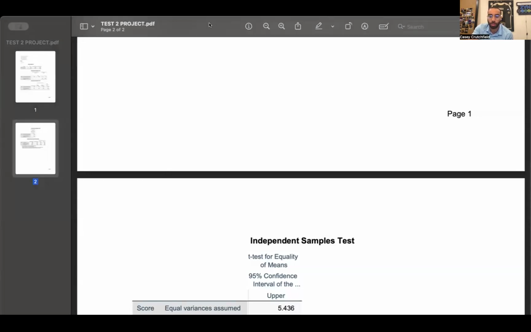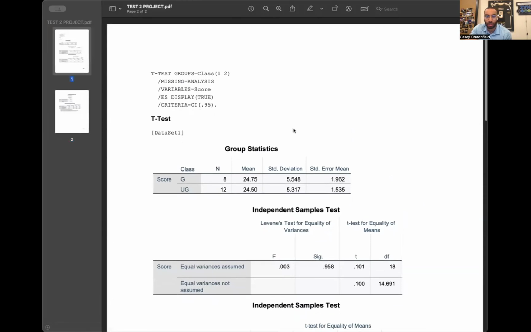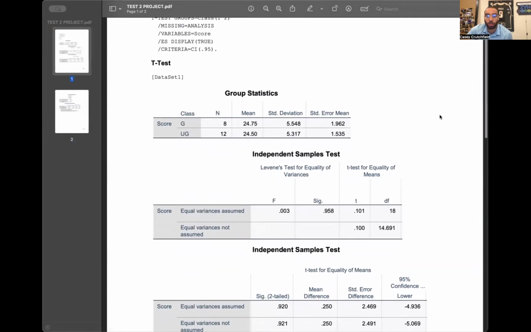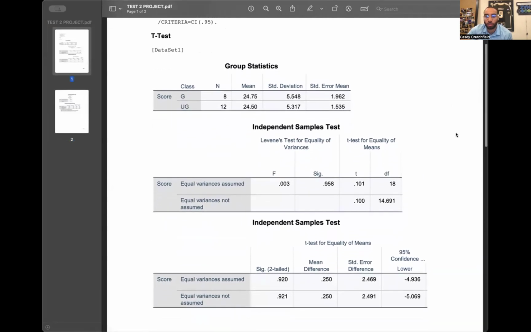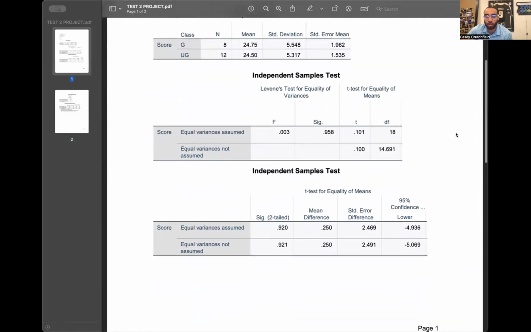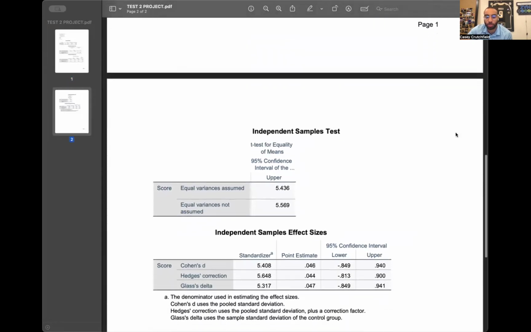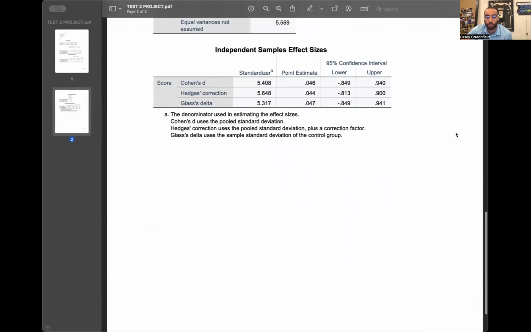This is it. Sorry. This is my results from SPSS after plugging in that information that I screenshotted. And that's how I did my write-up for my results on the PowerPoint for study two.